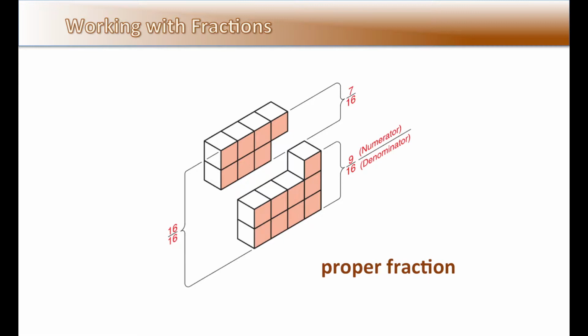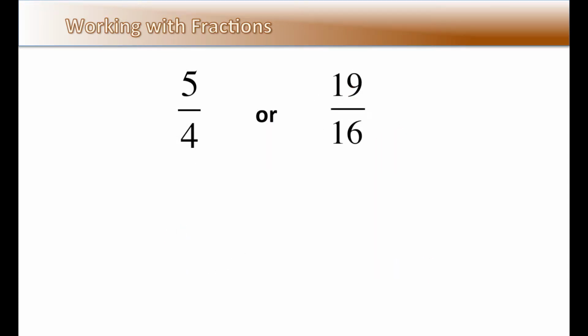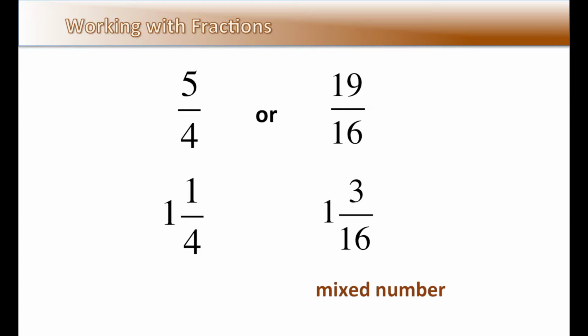The 7/16 and 9/16 fractions in the example are called proper fractions. An improper fraction is a fraction in which the numerator is greater than the denominator, such as 5/4 or 19/16. In order to reduce an improper fraction to a mixed number, divide the numerator by the denominator. As seen here, 5/4 can be reduced to 1 1/4, and 19/16 can be reduced to 1 3/16. This would be called a mixed number.